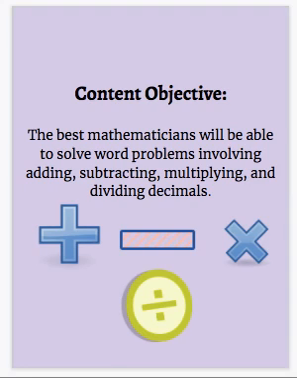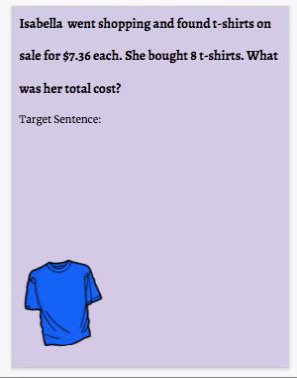Our content objective for this lesson is that the best mathematicians will be able to solve word problems involving adding, subtracting, multiplying, and dividing decimals. Our first word problem says, Isabella went shopping and found t-shirts on sale for $7.36 each. She bought 8 t-shirts. What was her total cost?